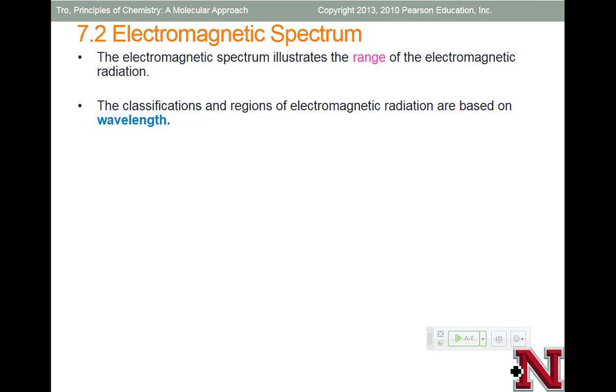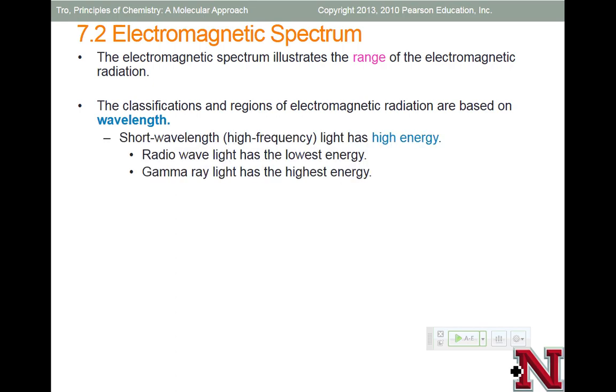And then that brings us to our light spectrum. The electromagnetic spectrum just illustrates the range of electromagnetic radiation. The classifications of different types of light are based on the wavelength. Short wavelength, meaning high frequency, has high energy. The more times you're passing through a point, the more energy is going to be released. So that means we have a short wavelength, a short distance between our peaks.